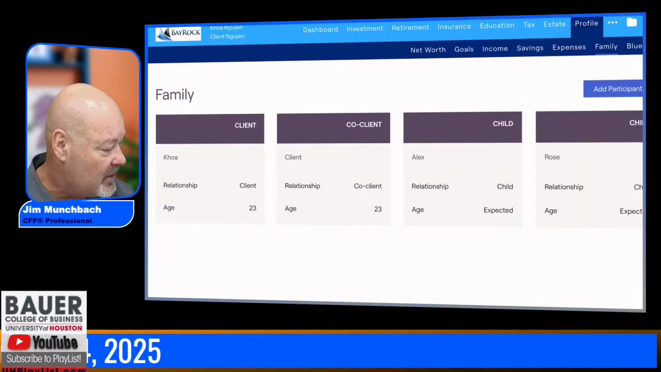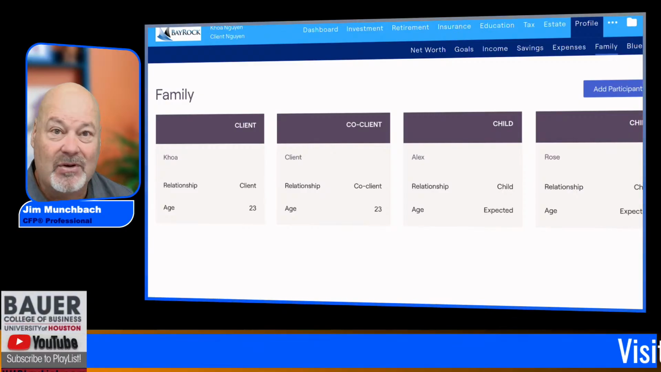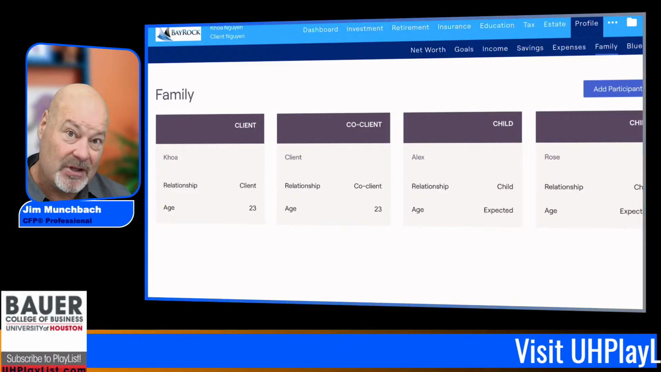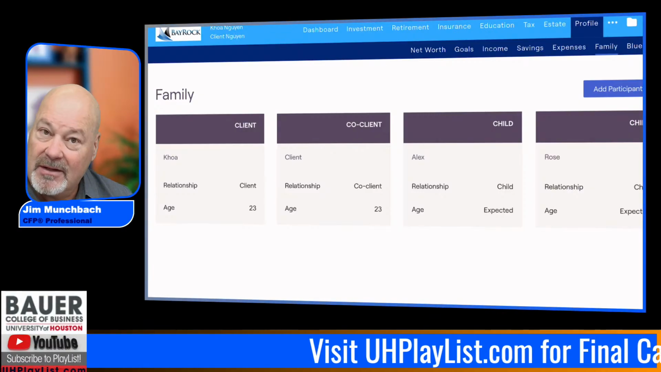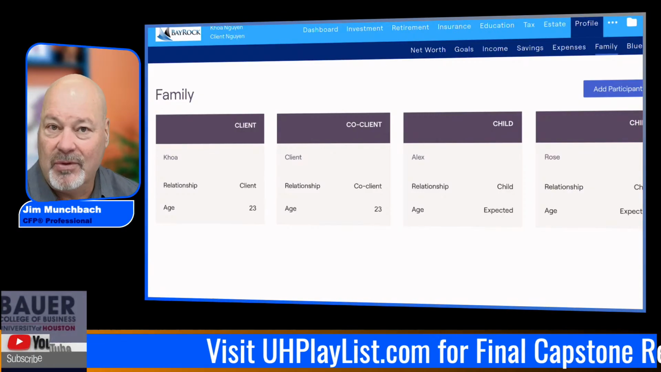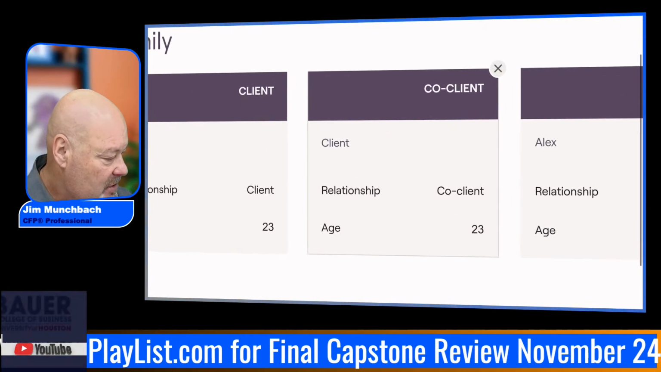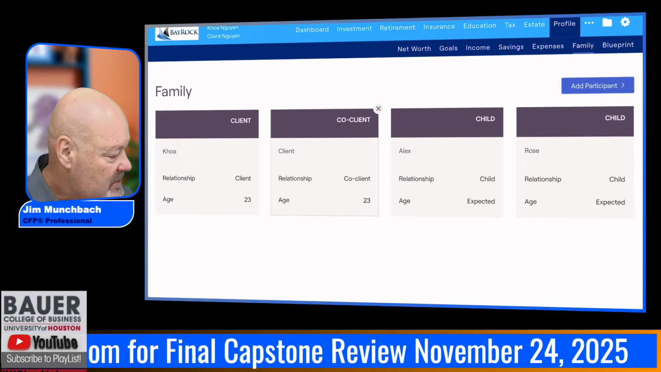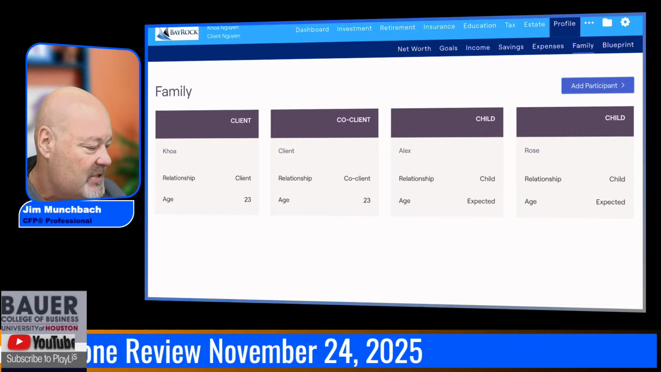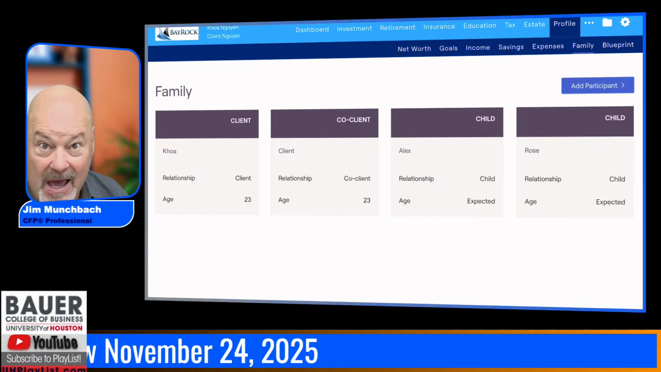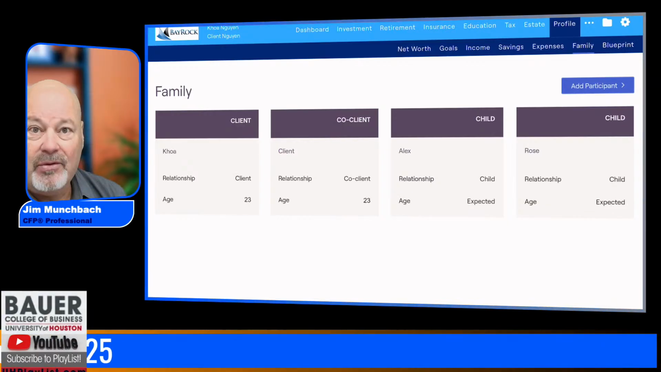Now, here I noticed you have a family, and that's awesome. Families are awesome. It does definitely change the scope of your financial plan with regard to the capstone. So I don't know who this 23-year-old co-client is. Expected child, expected child. I would probably suggest, for the purpose of the capstone, that you just clean this up and make it bare bones and get through the capstone.